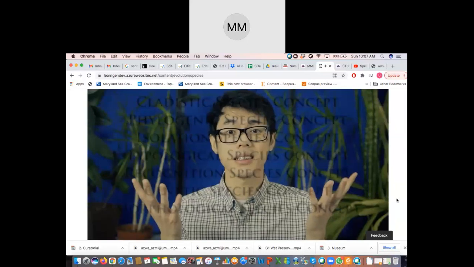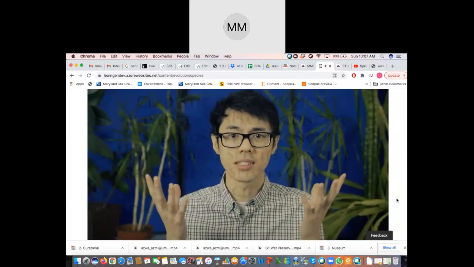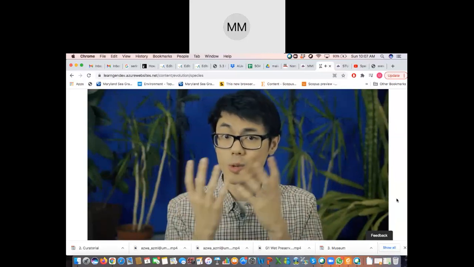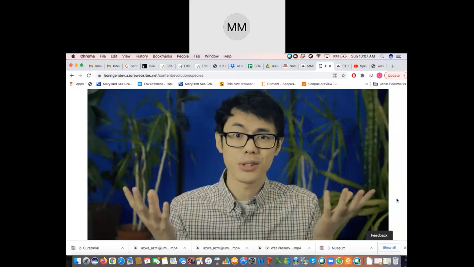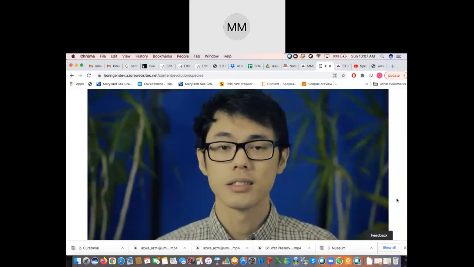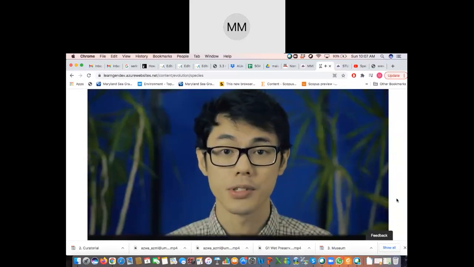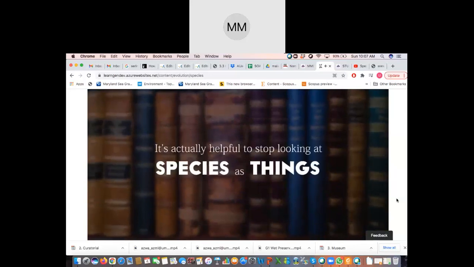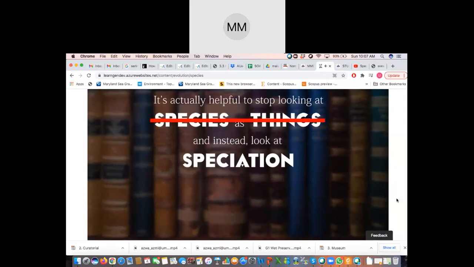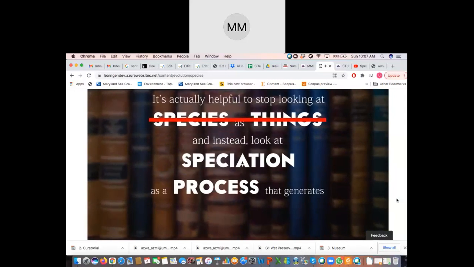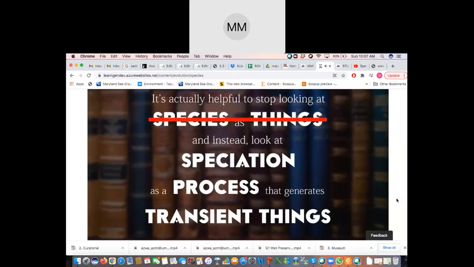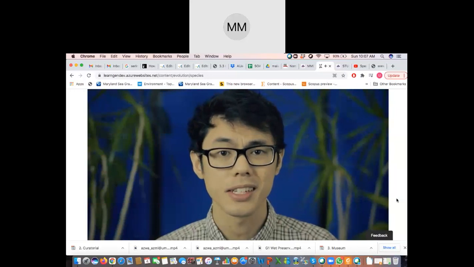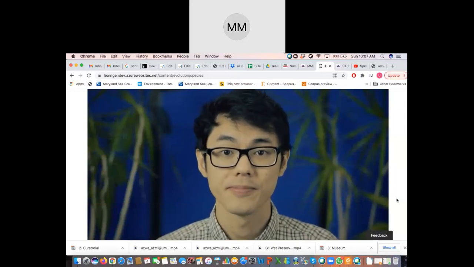All of this is to say that the best way to define a species depends on what you're studying, what you're trying to do. There is no universal definition. To take a page out of the book of the philosophers, it's actually helpful to stop looking at species as things, and instead look at speciation as a process that generates transient things. Species aren't fixed entities. They change.